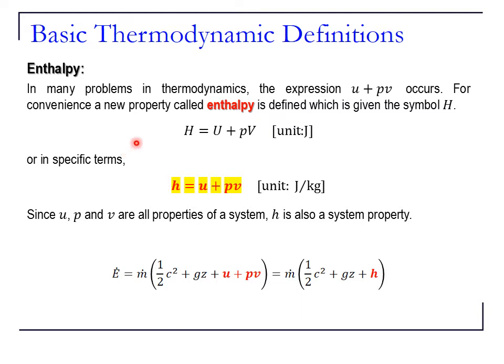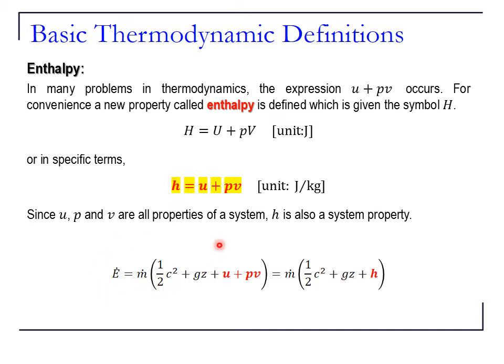So this is a definition of what we call enthalpy. As you can see from the previous slide, this combination u plus Pv actually occurs quite a lot of times. So for convenience, we're going to introduce a new property called enthalpy, which is defined just by the sum of internal energy and the Pv here. This enthalpy is very important, especially for the open system, so we're going to use this very often.